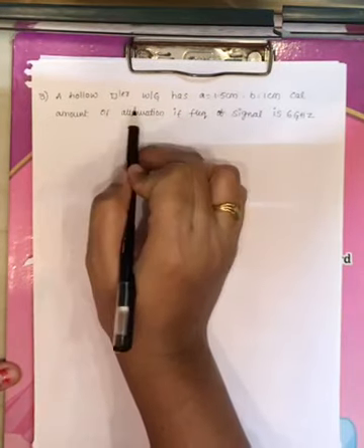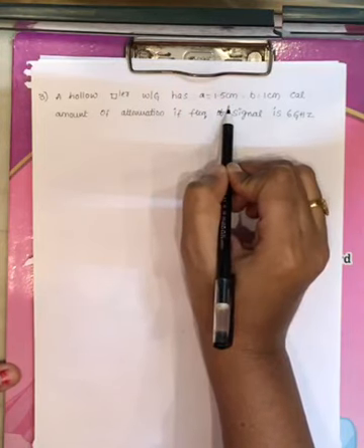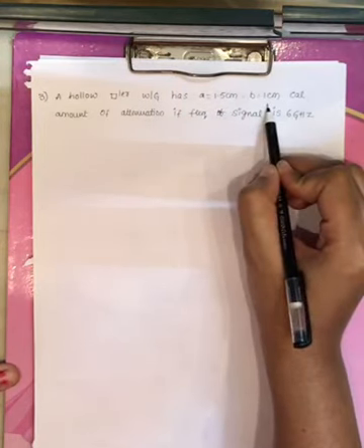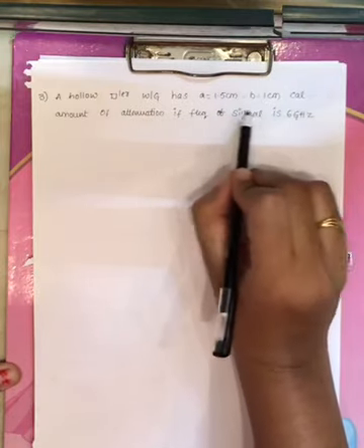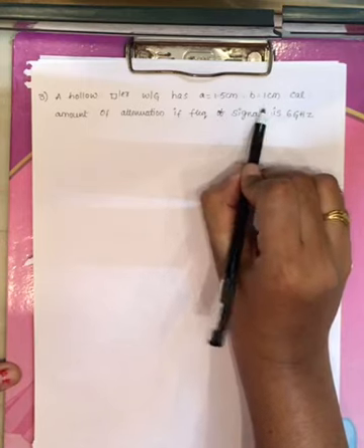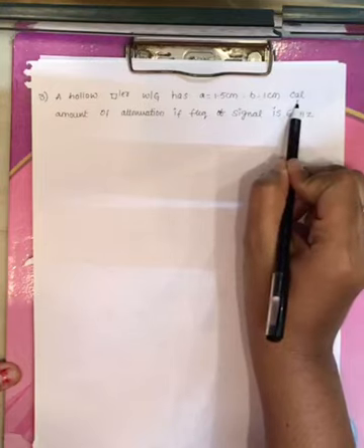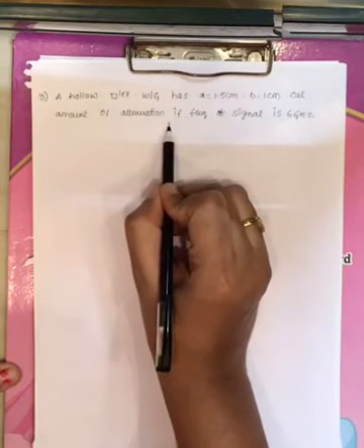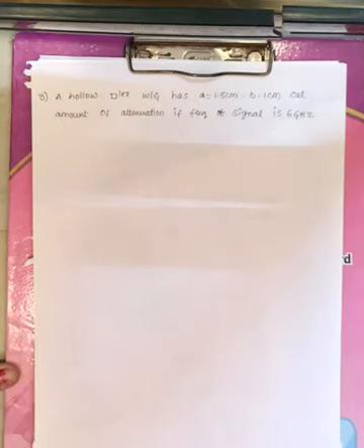A hollow rectangular waveguide has a equals 1.5 centimeter and b equals 1 centimeter. The dimensions of the rectangular waveguide are given: a is 1.5 centimeter, b is 1 centimeter. If you see this, always a is greater than b. Now calculate the amount of attenuation if the frequency of the signal is 6 gigahertz.